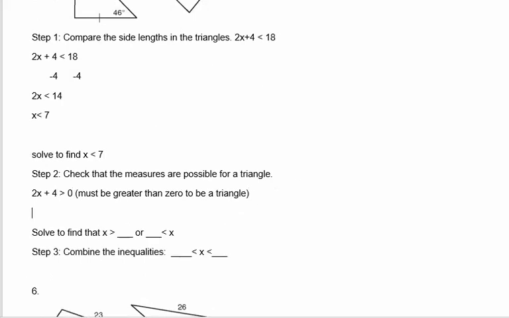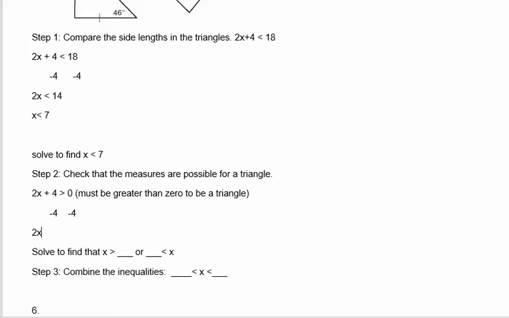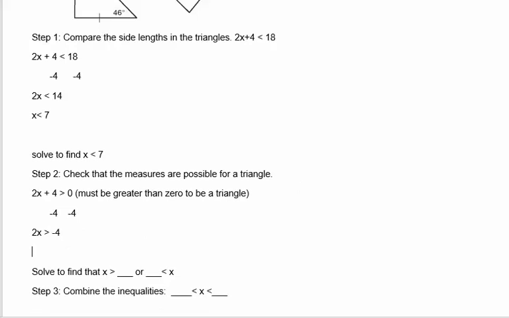I'm just going to solve this inequality. I will subtract 4 from both sides, and I get 2x is greater than negative 4, and then I divide both sides by 2 to get that x is greater than negative 4 divided by 2, which would be negative 2. And x is greater than negative 2 is the same as negative 2 is less than x, because I could write that either way.